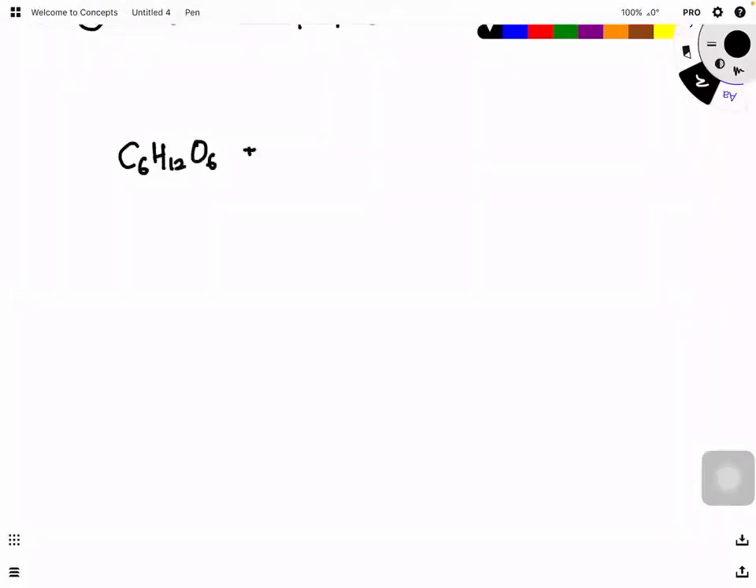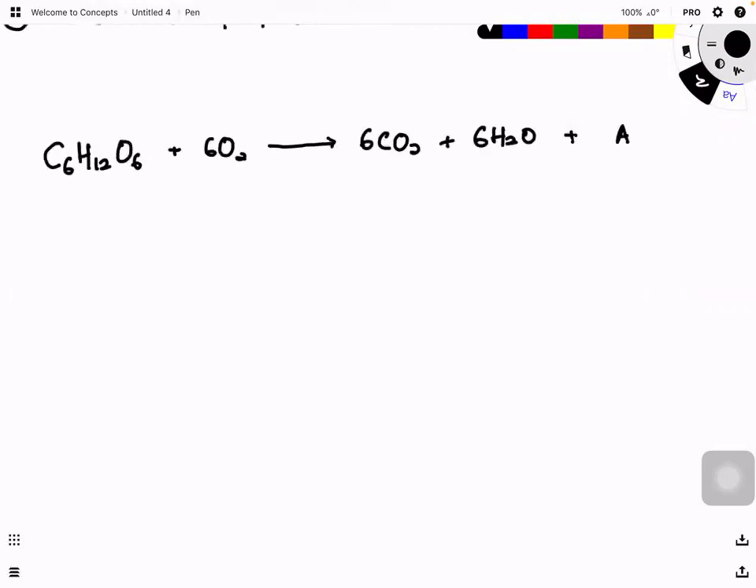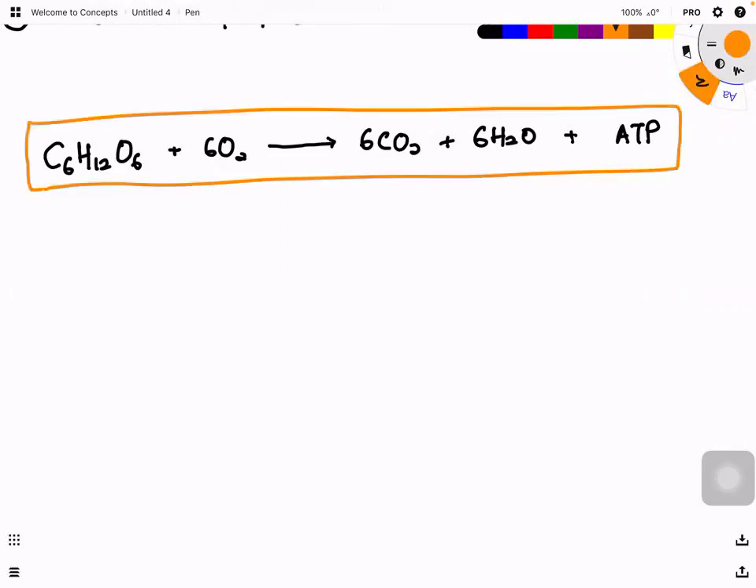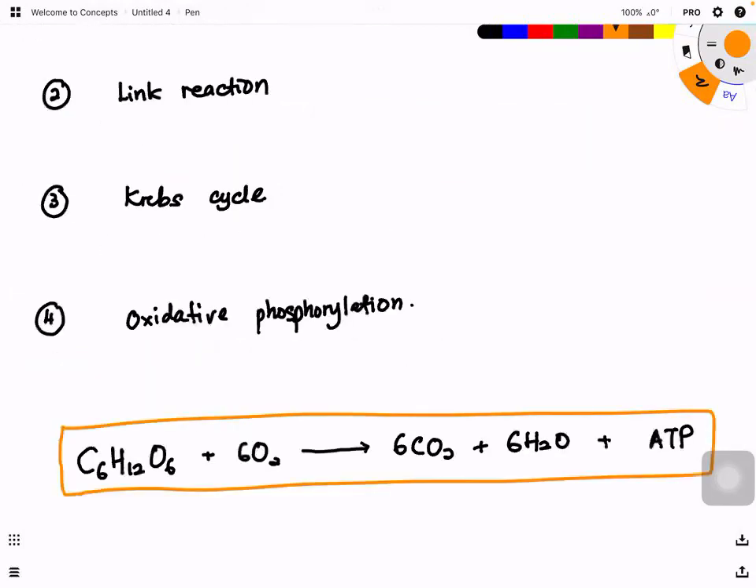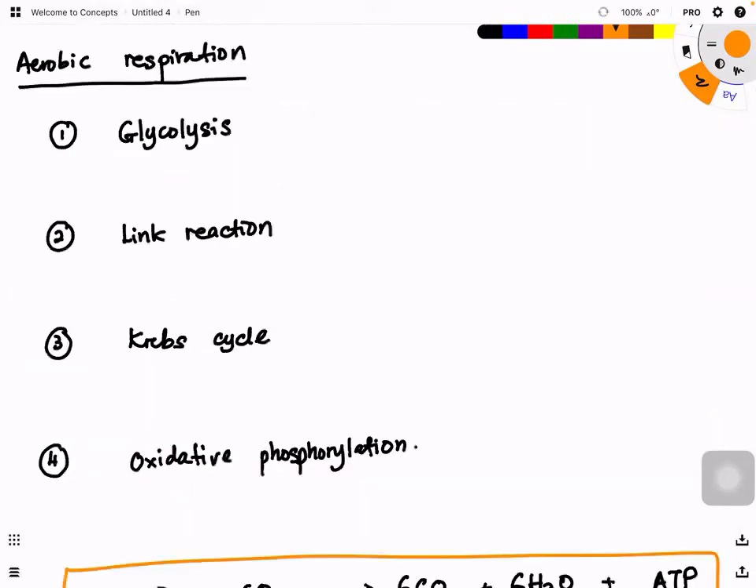C6H12O6 plus 6O2, the oxidation process here, we get 6CO2 plus 6H2O plus energy released, plus ATP. Even though we can see that it's a single step process, this is a net process, meaning that this aerobic respiration actually involves these 4 stages. Are you clear? Glycolysis, link reaction, Krebs cycle, and oxidative phosphorylation.